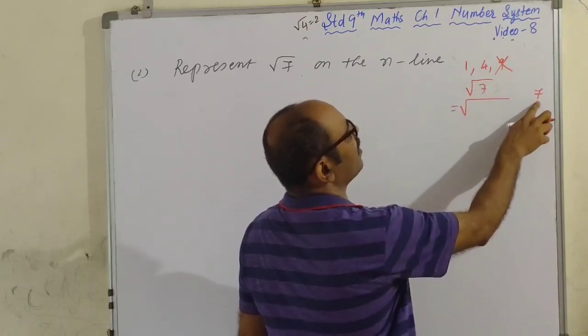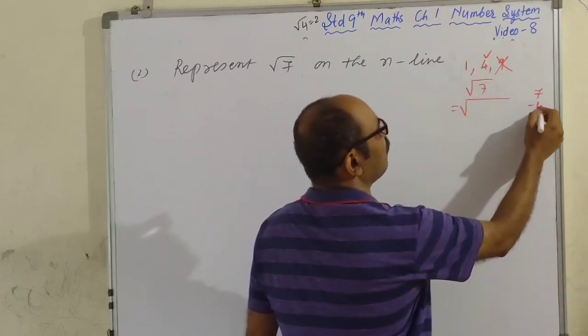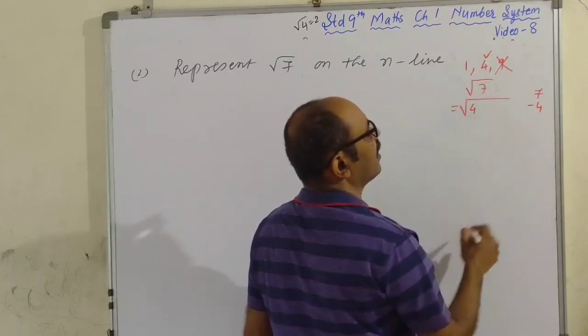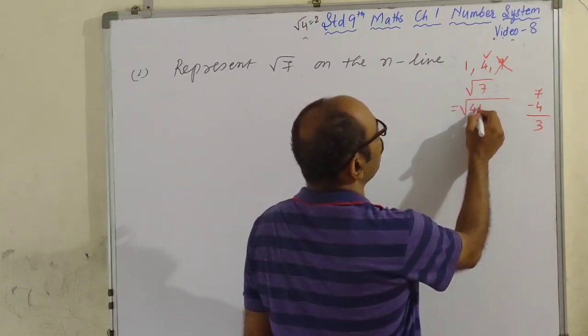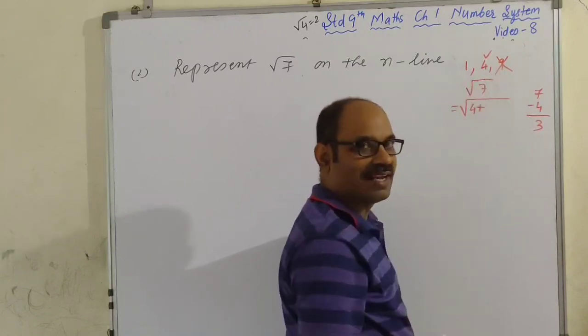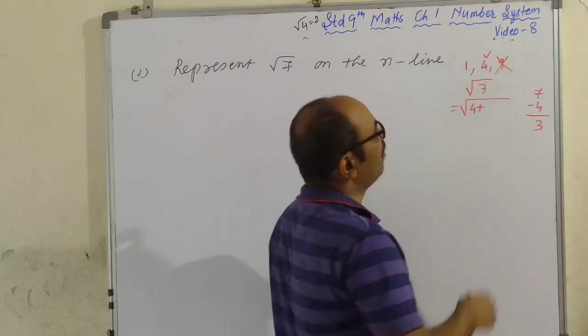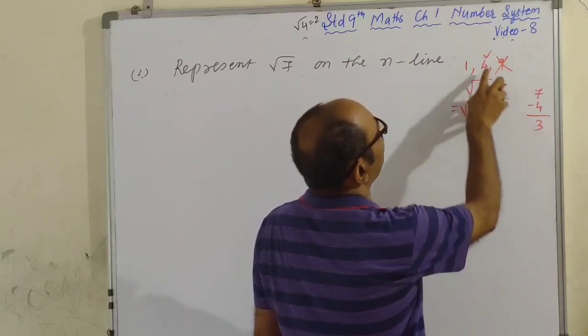Okay, which is the perfect square number just smaller than 7? That is 4. So subtract 4 and write 4 here. Correct? If you subtract, it is 3. Here you have to add. 7 plus something, sorry, 4 plus something will become 7. So you will have to add something. But you have to add perfect squares only. So find out perfect square number from this.